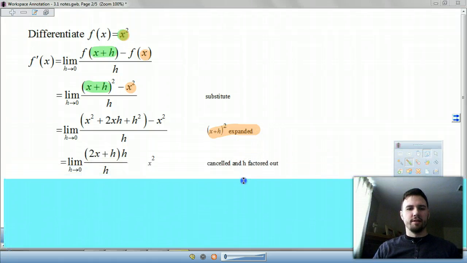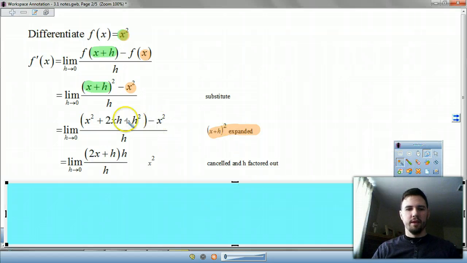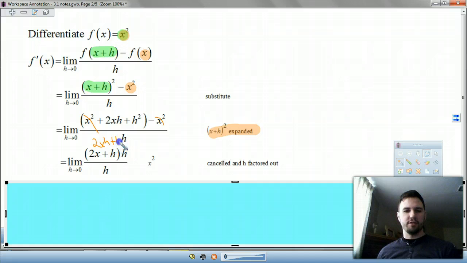So we expanded. Now you can see we have an x squared minus x squared, so those go away, right? And you end up with a 2xh plus h squared. And then they factor out an h, okay? So that's what's going on right now. They're kind of jumping the gun a little bit. I wouldn't factor that h out anyways, I would just cancel the cross, but to each their own.